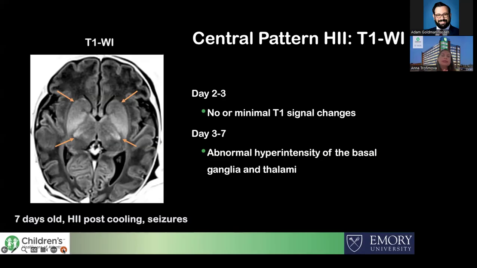And typically we see development of this signal abnormality somewhere between day 3 and 7, as in this example of a 7 day old who is now status post therapeutic hypothermia, and we can appreciate the abnormal hyperintense signal within the basal ganglia in this case.